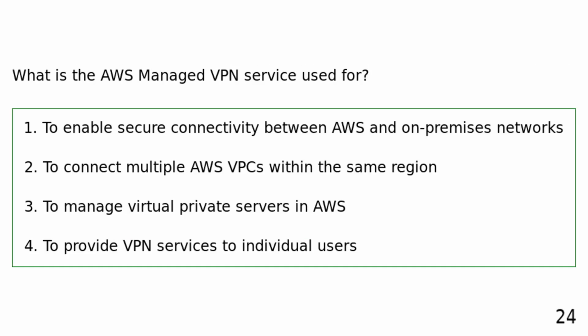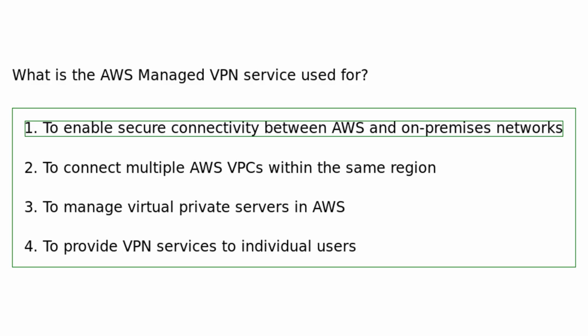What is the AWS Managed VPN service used for? To enable secure connectivity between AWS and on-premises networks. To connect multiple AWS VPCs within the same region. To manage virtual private servers in AWS. To provide VPN services to individual users. AWS Managed VPN is used to enable secure and encrypted connectivity between AWS and on-premises networks for secure data transfer.